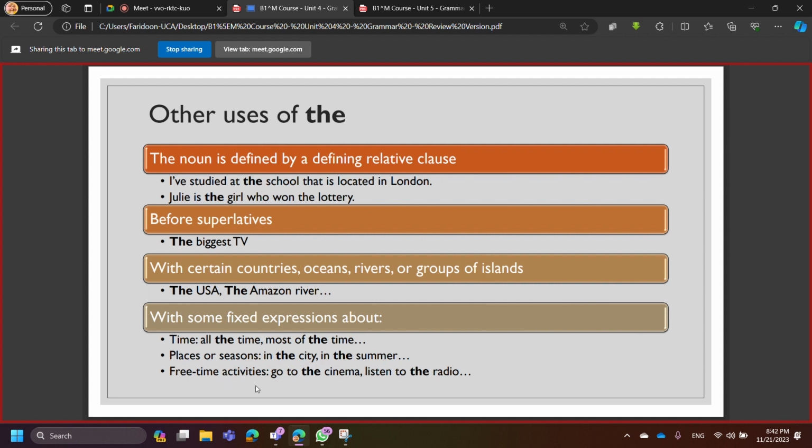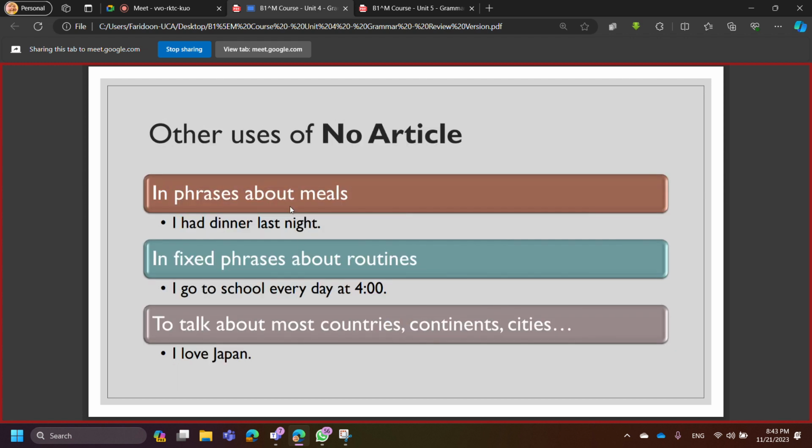About free time activities like go to the cinema, listen to the radio. Like saying go to cinema or listen to radio, not really good. It's better to put the there just because it's a fixed expression. So normally we don't really change that. Okay, and some other uses of no article, okay?